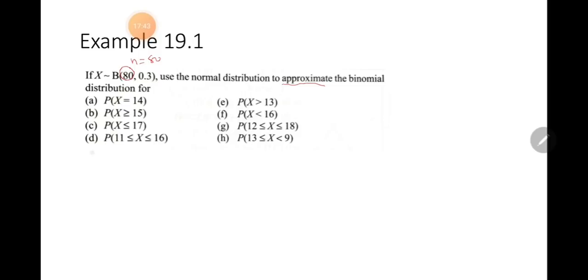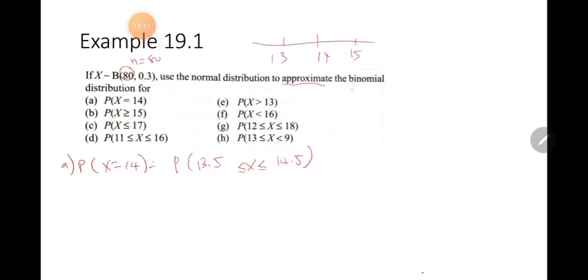Okay, let's try part A. X equals 14, you're going to get X equals 14. I'll just draw this to make sure that you can see the concept clearly. So you need to do the continuity correction, 13.5 to 14.5. Because you want to use the normal, before that you need to approximate X using the normal.